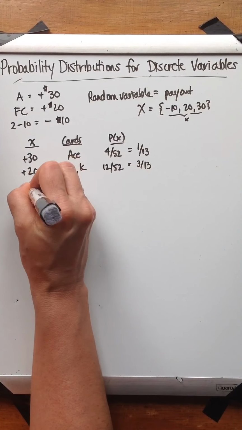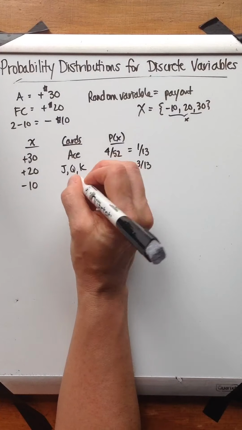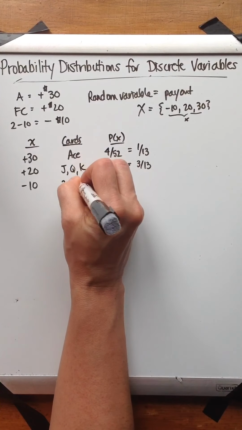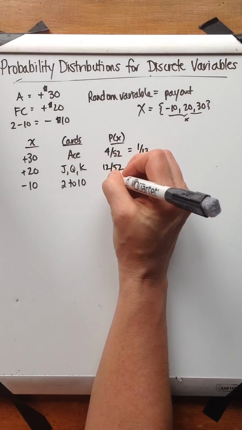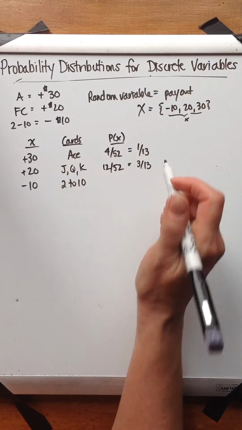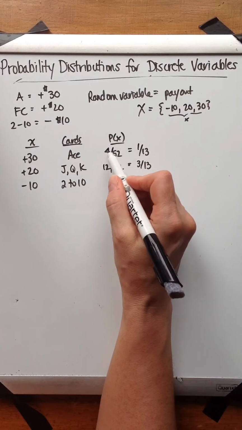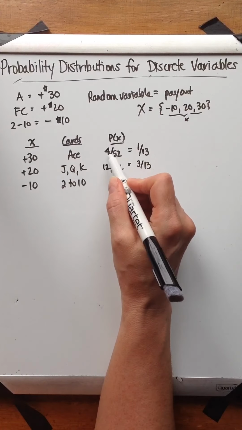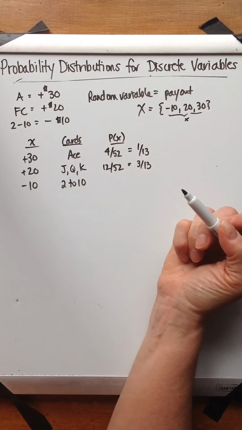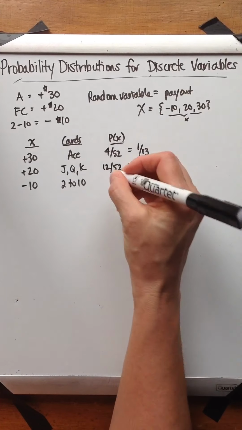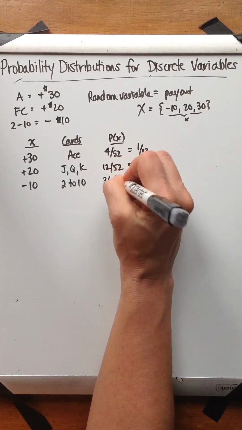And then finally, I will lose $10 if I draw anywhere from a 2 to a 10. How many of those cards are in the deck? Well, maybe we could do this through subtraction. So 16 of the cards are taken up here. 16 from 52 means there must be 36 other cards remaining.